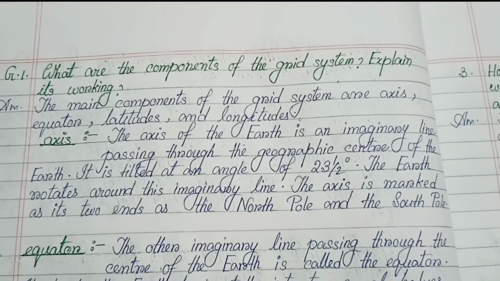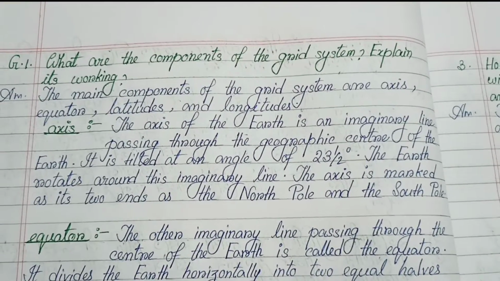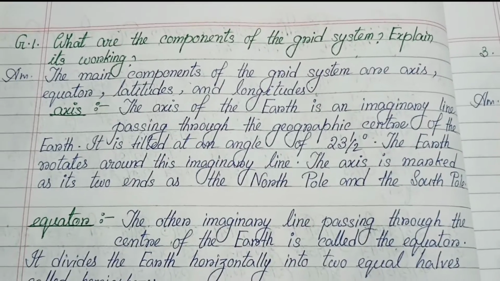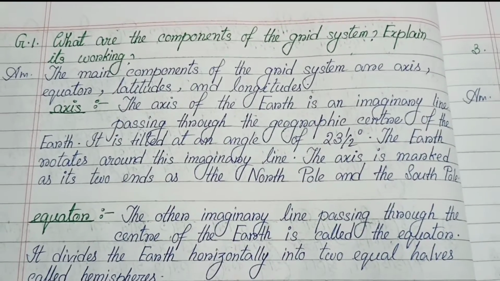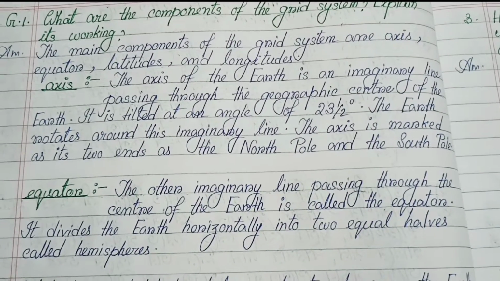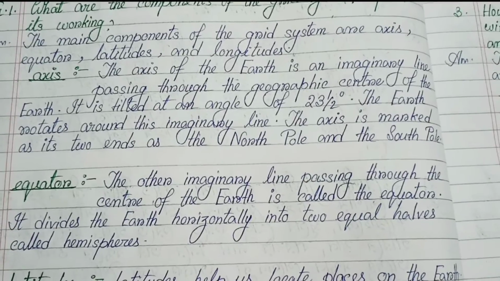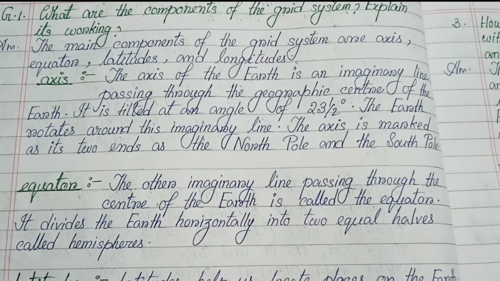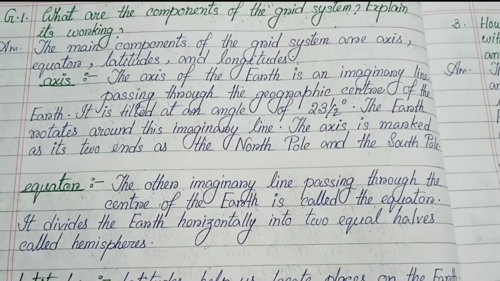Number 1, what are the components of the grid system? Explain its working. The main components of the grid system are axis, equator, latitudes and longitudes. Axis. The axis of the earth is an imaginary line passing through the geographic center of the earth. It is tilted at an angle of 23.5 degrees.